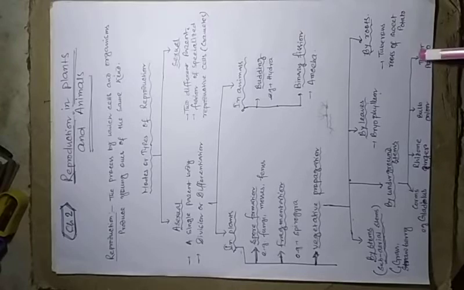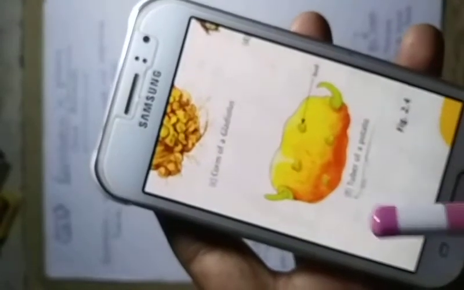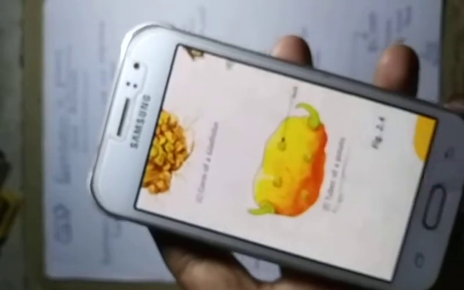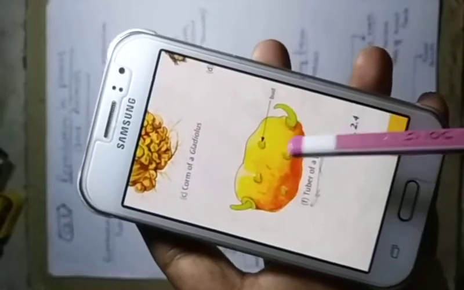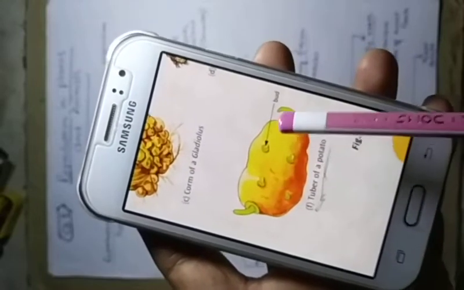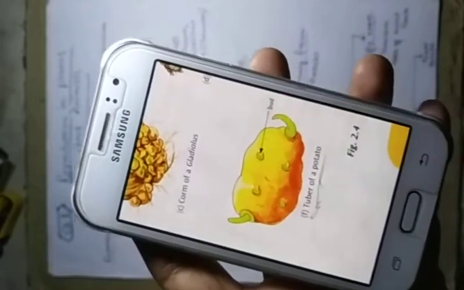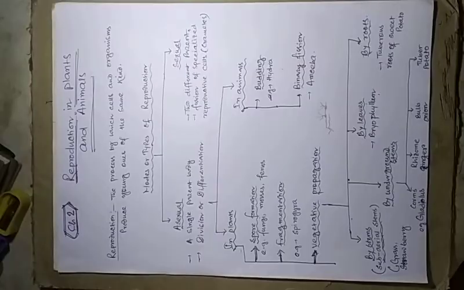Now coming to tuber, I will show you the picture. So this is the tuber of potato. Whole potato is a tuber, you can say, and they are the buds. They are also known as eyes of the potato, and from this bud the new offspring will grow. So students, all four you have seen: corms, that is gladiolus flower, rhizome in ginger, bulb in onion, okay, and tuber in potato.